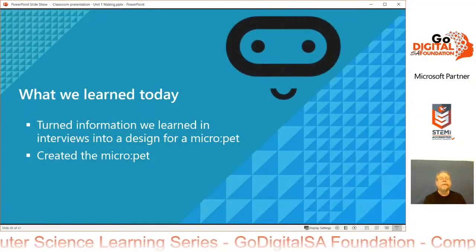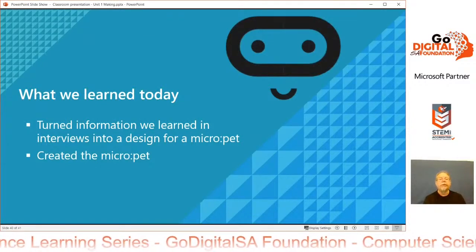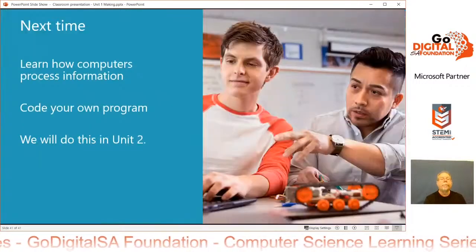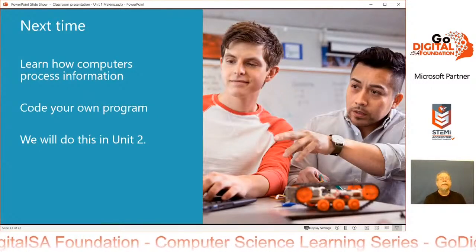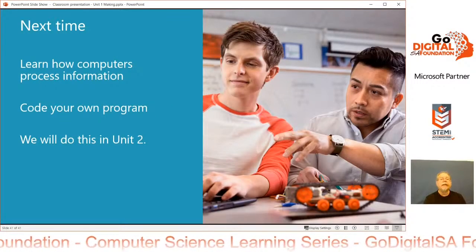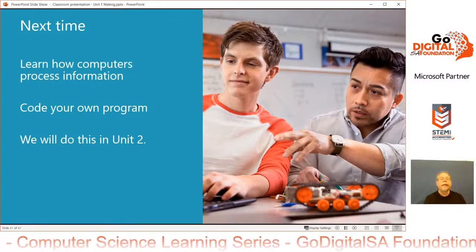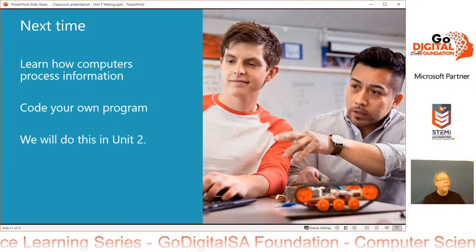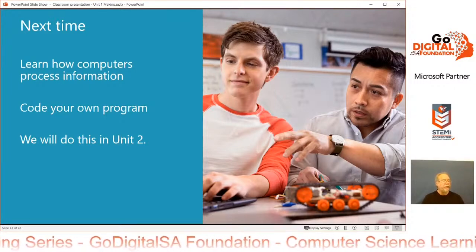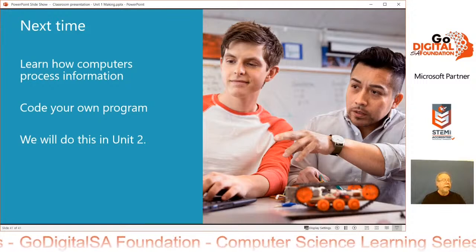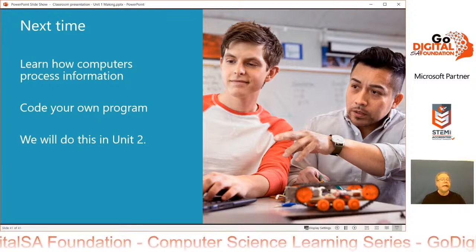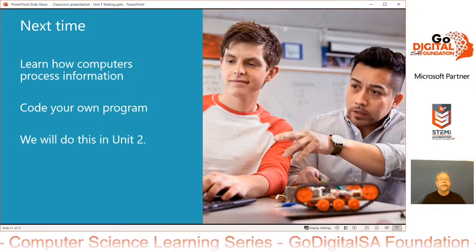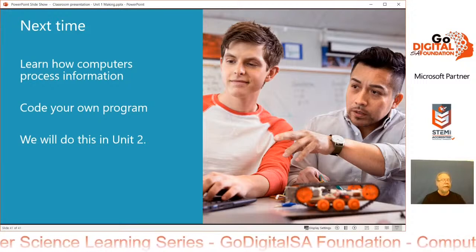So what we learned, we turned information we learned in interviews into a design for a micropet, and we created the micropet. So next time we'll learn how computers process information, and you'll code your own program, which you'll do in Unit 2. Okay, I'm just going to end off with a little video of some microbit projects, and then next time we'll do Unit 2, where we'll look more closely at what a microbit is and how we write software.